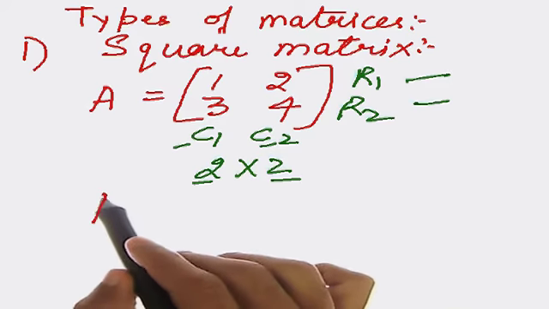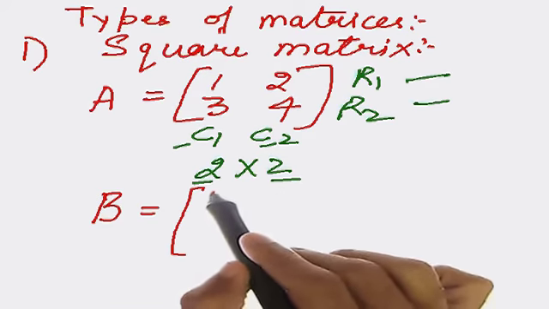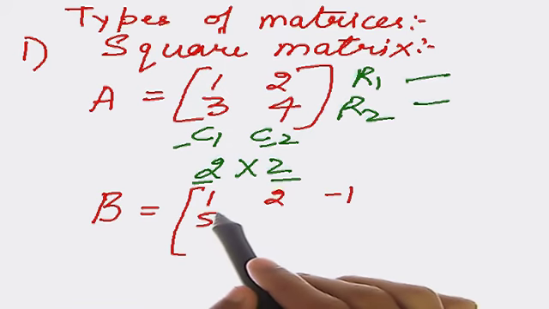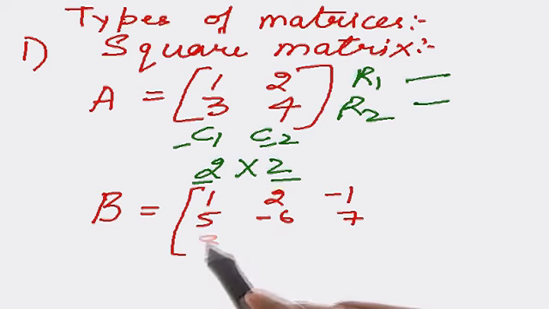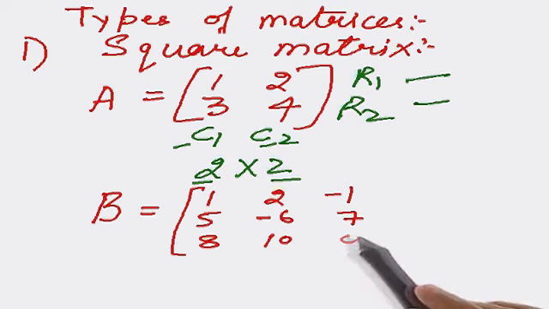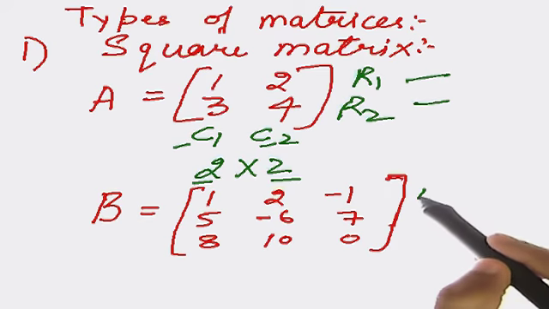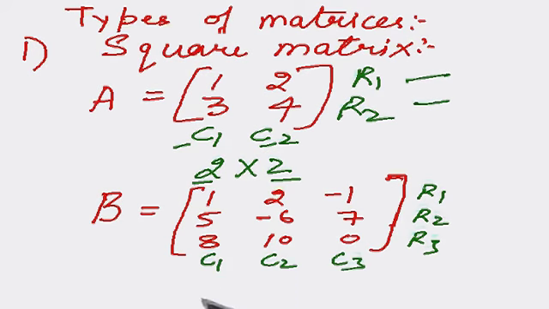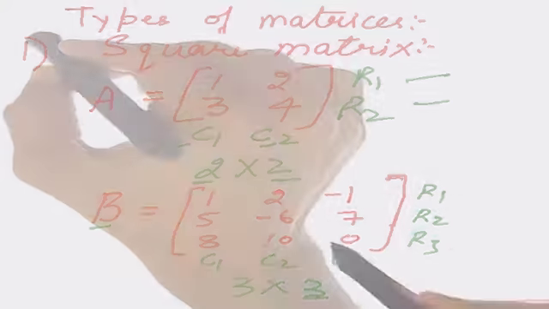Let's take another example. Say we have a matrix B in which the elements are like 1, 2, minus 1, 5, minus 6, 7, 8, let's say 10, 0. In this matrix, the number of rows is R1, R2, R3, it's 3. And the number of columns is also 3. So we can call this matrix B a square matrix, as its order is 3 by 3 and the number of rows is equal to the number of columns.